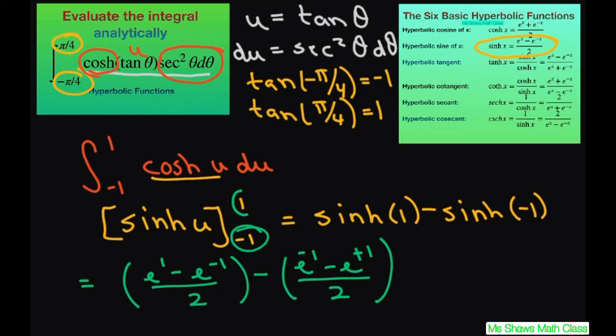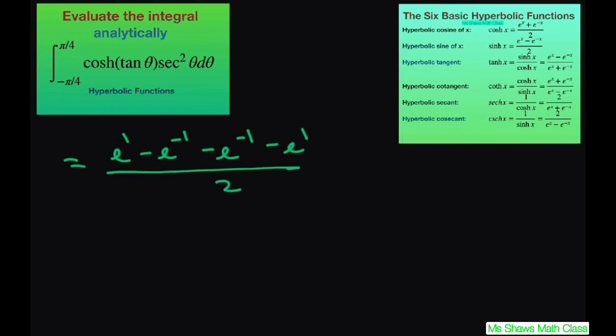Now, simplifying this, we're going to get e minus e to the negative 1 power, minus e to the negative first power, minus e to the first power, all divided by 2. All right, and when you add these up, this is going to end up being a plus here, sorry. So you get 2e minus 2e to the negative 1 divided by 2.